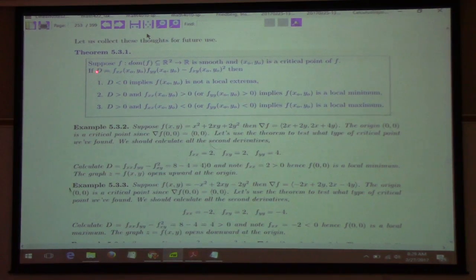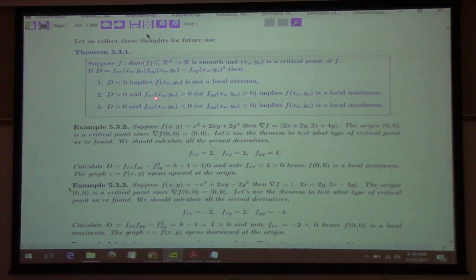So if we have a smooth function with a critical point, and D, which is sometimes called the Hessian, is the second derivative in x times the second derivative in y, minus the mixed derivative squared, there are three cases. If the Hessian is less than 0, it's not a local extreme. In other words, the critical point is what we call a saddle point. If D is positive and the second derivative with respect to x is greater than 0, well, it's kind of funny. Most books use this, but you could also use the second derivative of y being positive as a condition here, if you look back and sort through the math.